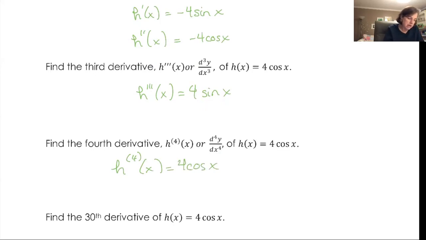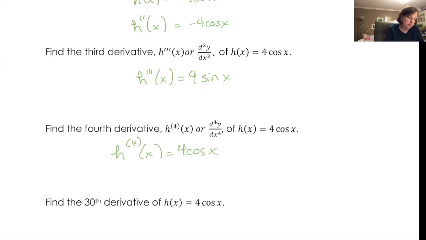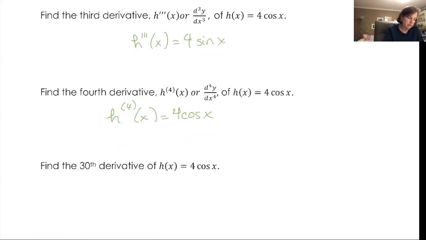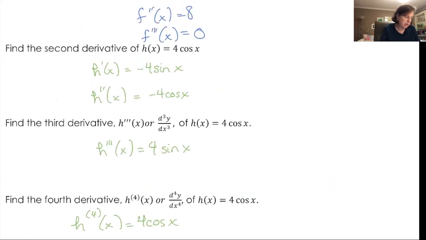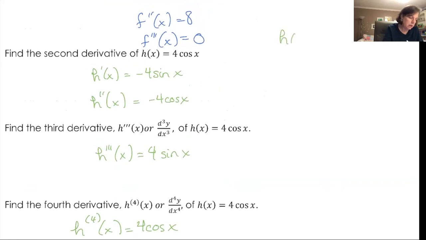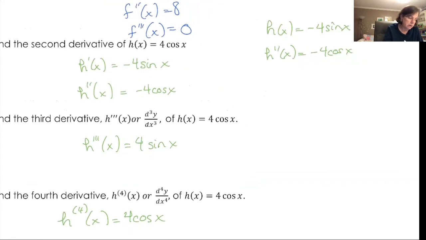All right, find the 30th derivative. Well, we kind of jumped ahead there, didn't we? 30th derivative. Well, one thing I know is that it's going to be written h with a little 30 up there. Let's maybe write off to the side here. So h prime of x was minus 4 sine x. The second derivative was minus 4 cosine x. The third derivative is 4 sine x.